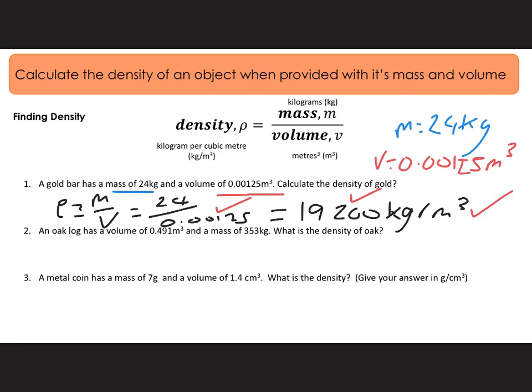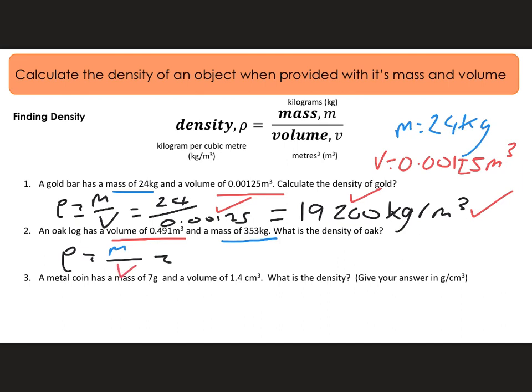Let's go through the same process then for question 2. In this case we've got a mass of 353 kilograms and we have a volume of 0.491. I would usually write those values down so that I had them to refer to, but I haven't got very much space here. So I'm just going to write the equation then, that rho is equal to mass over volume, and then I'm going to put those numbers in.